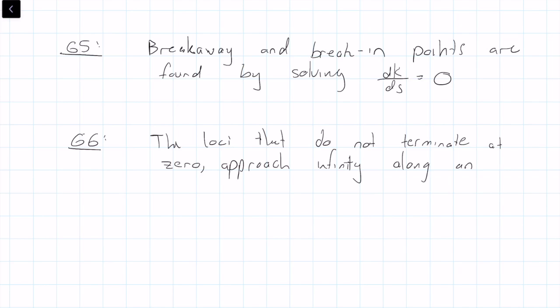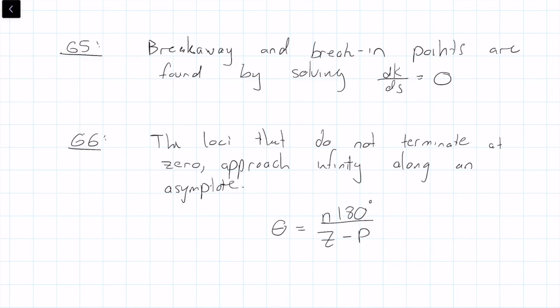Sorry, along an asymptote. Okay, and the angle can be found using the following equation. So the angle theta is equal to n times 180 degrees divided by z minus p. So z minus p is the number of zeros minus the number of poles. Okay, and those are the ones that actually exist on the real axis.